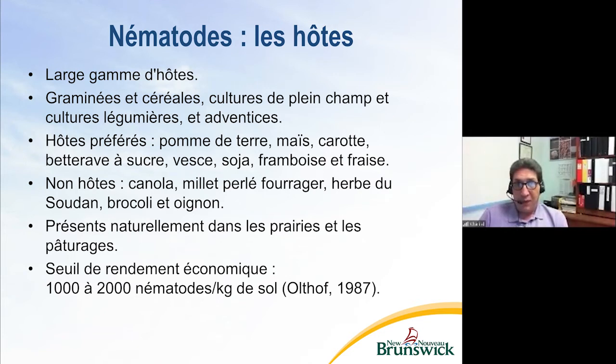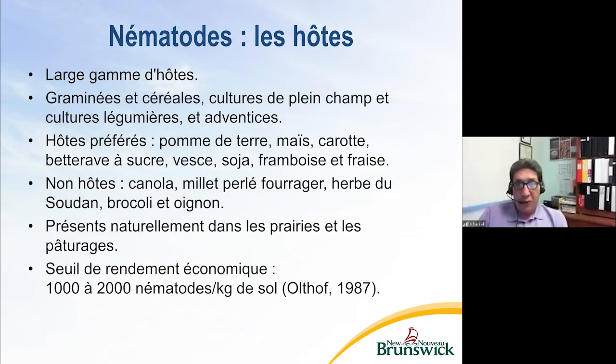Nematodes also have a wide host range. Grasses and cereals are one of those. Field and vegetable crops and weeds are also hosts. And if you remember, the cereals and grasses were not really hosts for Verticillium per se, but they are for nematodes.